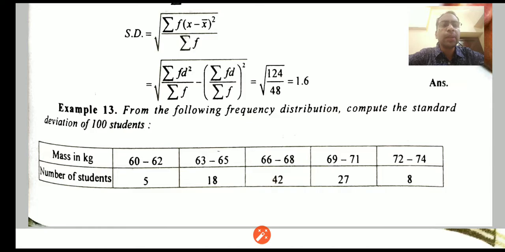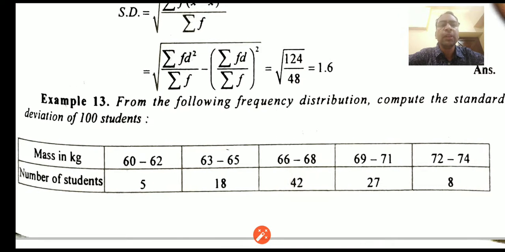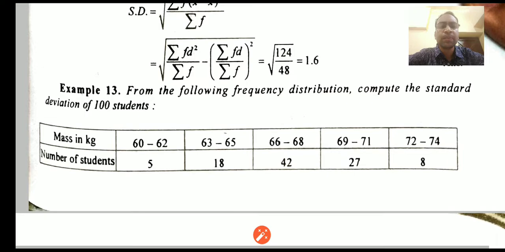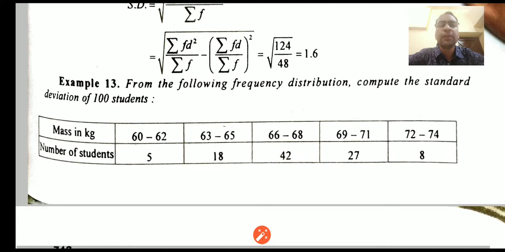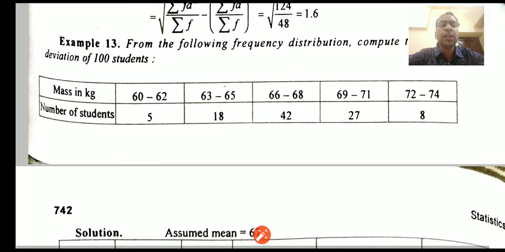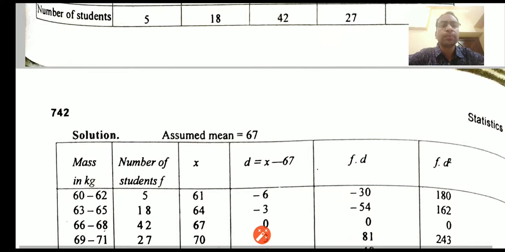Let's see another example on calculation of the standard deviation, where the series is a grouped series, a class-wise series. So here we have the classes 60 to 62, 63 to 65 and so on, and we have the frequencies. So let's see what columns we need to construct.